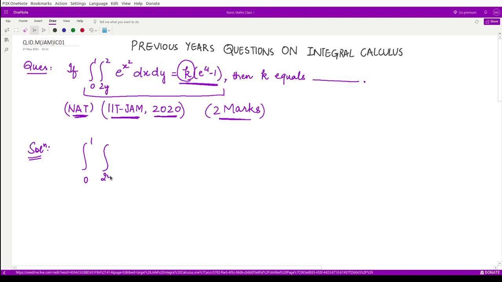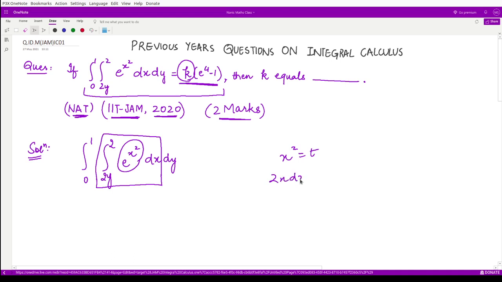Can we perform that? We have the integration of the function e to the power x square dx dy. That means we have to first perform the integration with respect to x. The function here is e to the power x square. How can you integrate this? If you substitute x square equal to some other variable t, then 2x dx is equal to dt, or you can write dx is equal to dt by 2 square root t.